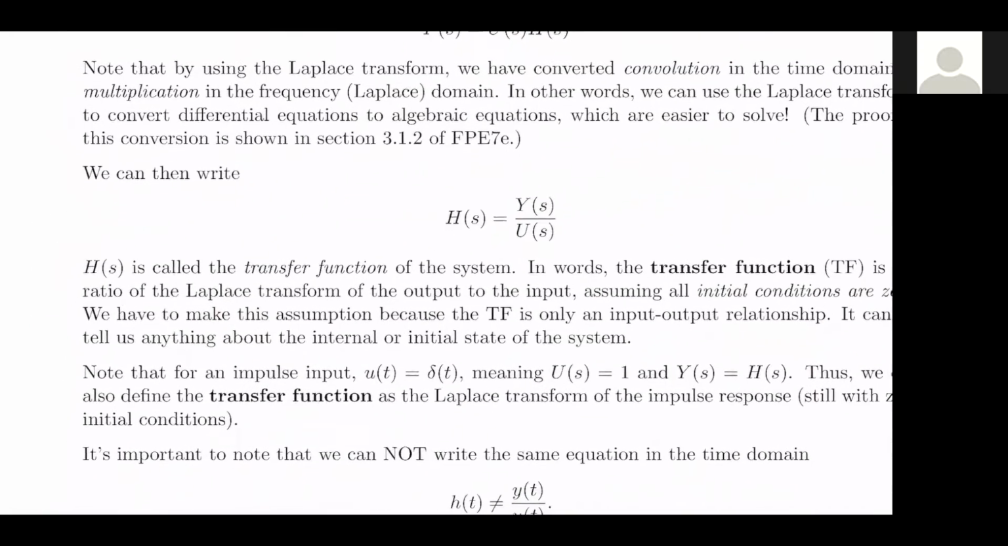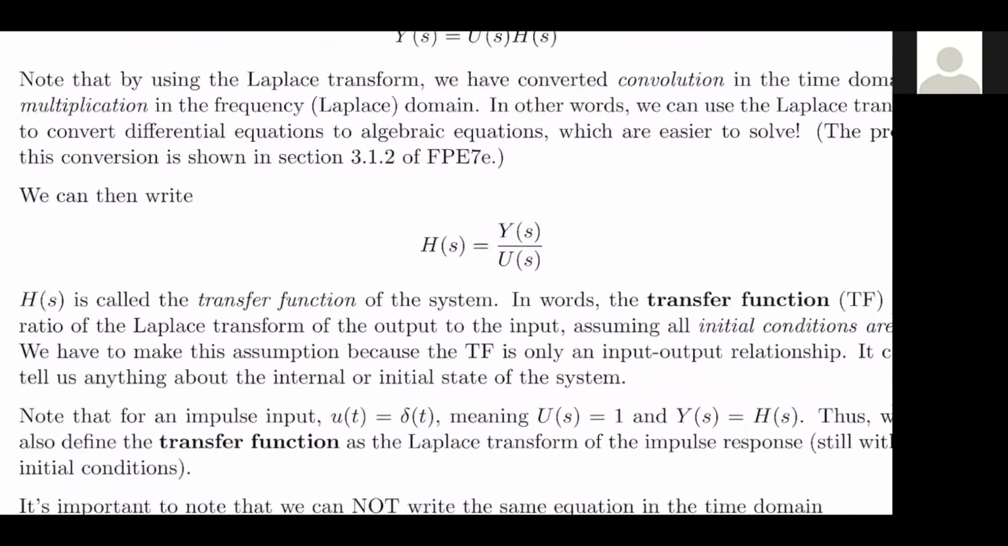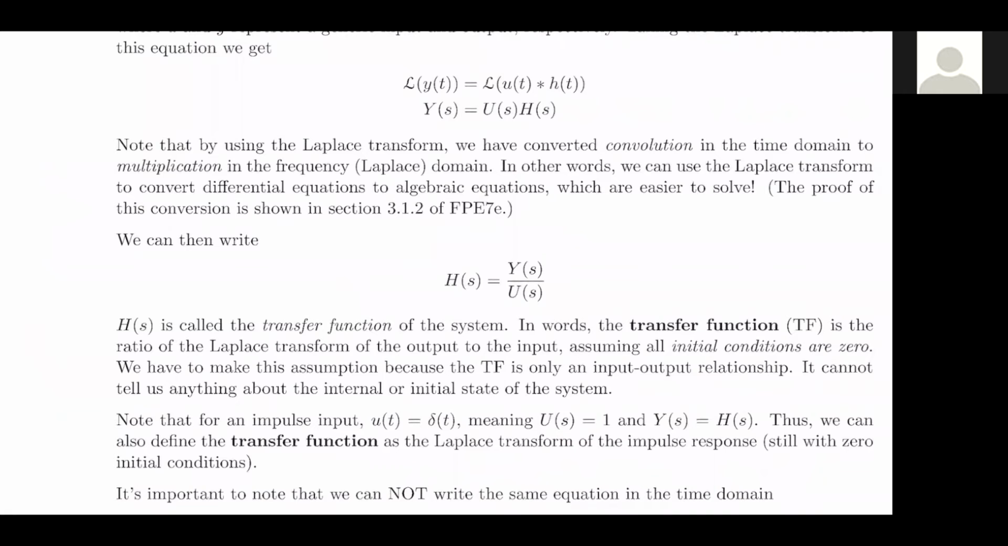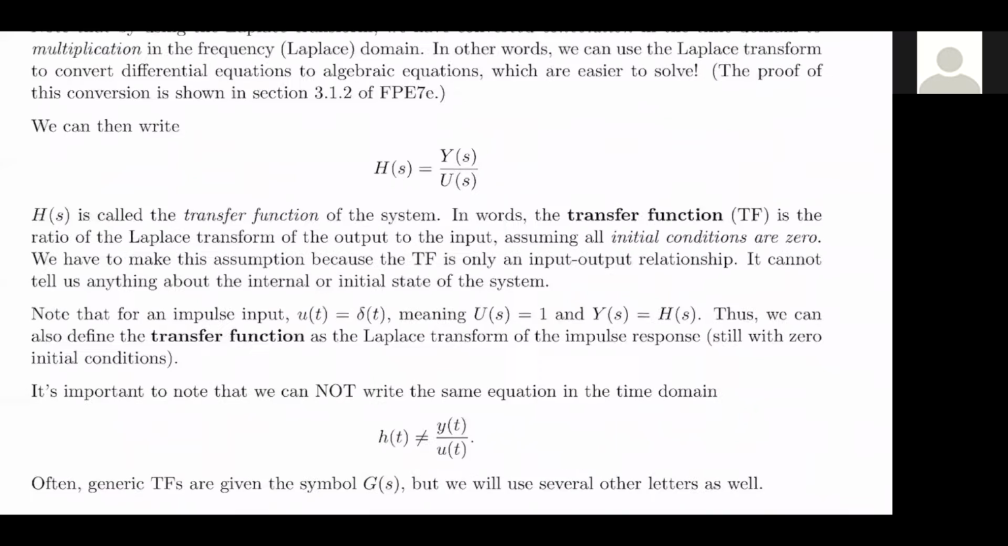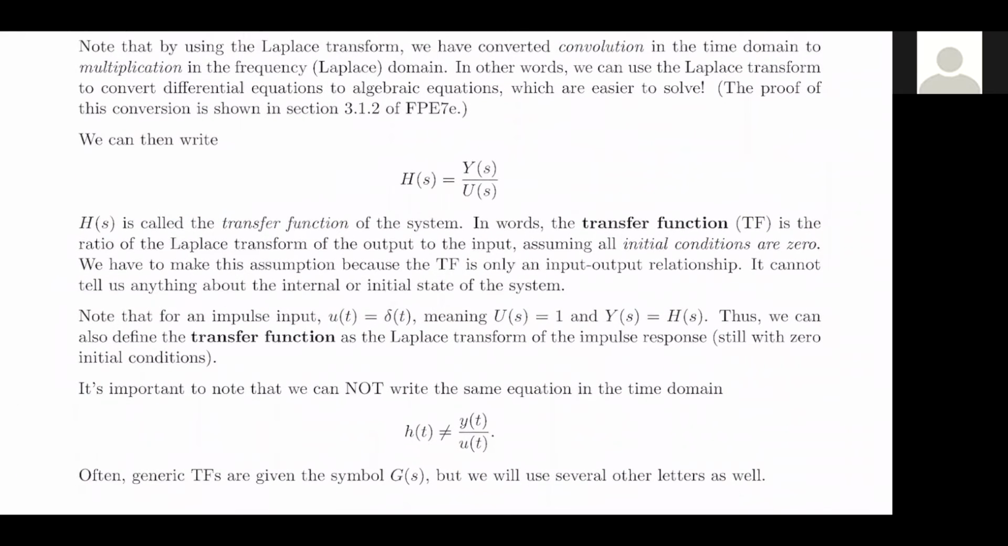Because it's multiplication, algebraic rules hold, and you can find a transfer function H(s) by taking Y(s) and dividing by U(s). Sometimes people use that as a system identification method to figure out what the transfer function is. We'll talk more about that as we move through the course.